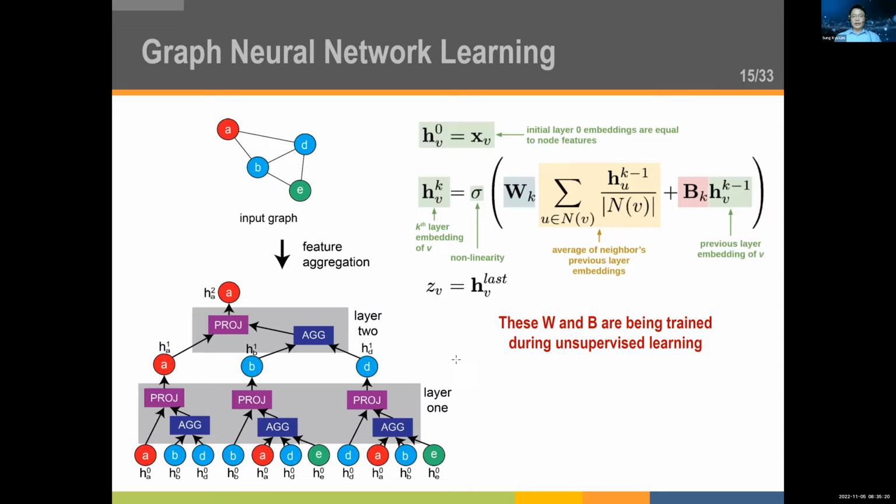So GNN, I'm sure most of you have already used this. If you haven't, GNN is a local process. If you want to find a good feature representation of this node A, just look at your neighbors and see how they're doing, right? And based on what your neighbors are doing, decide what I'm going to do. That's basically the philosophy over here.